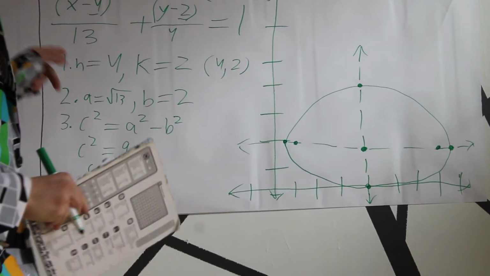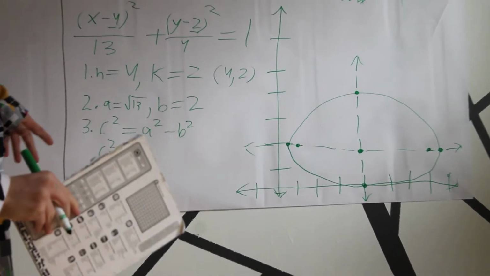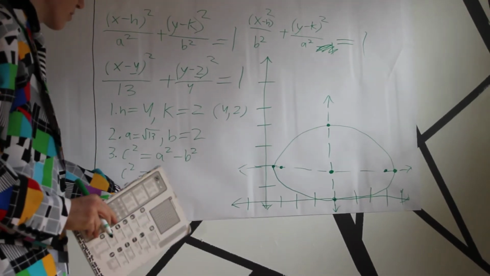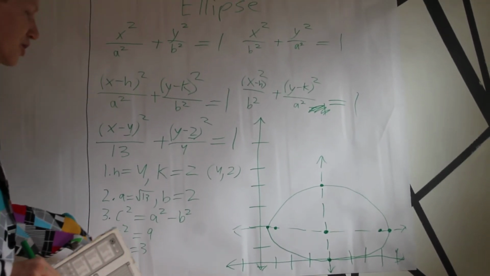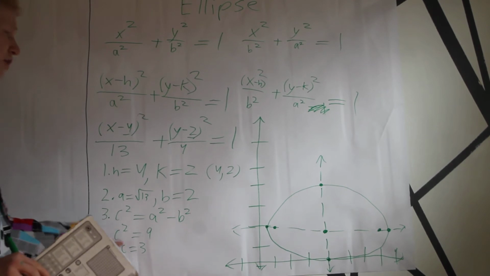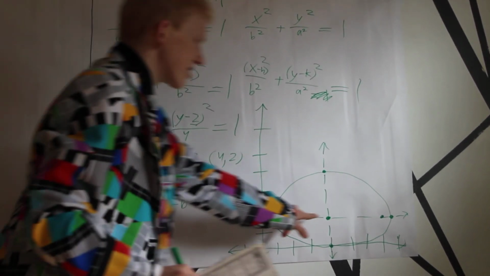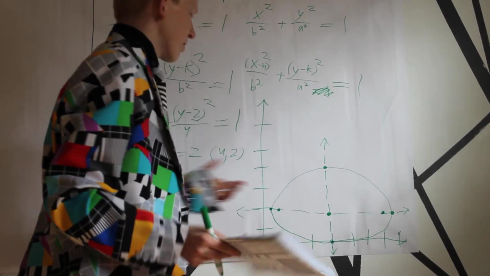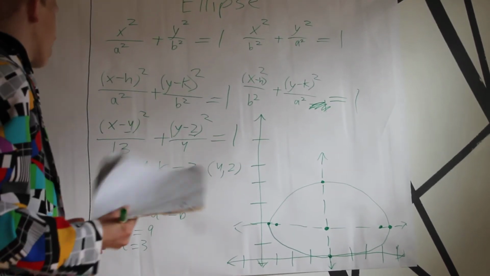Now I want to show you guys something real quick. Yes, I did transform everything. What's important to notice is the foci did not change. You don't do any transformation for the foci because C is the distance from here to here. So you don't need to change that.